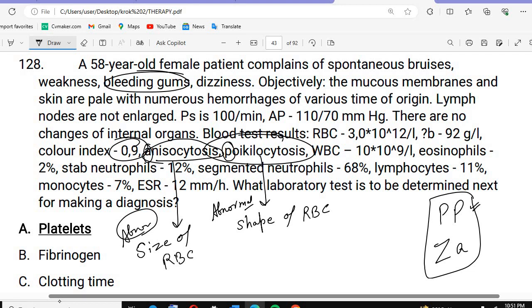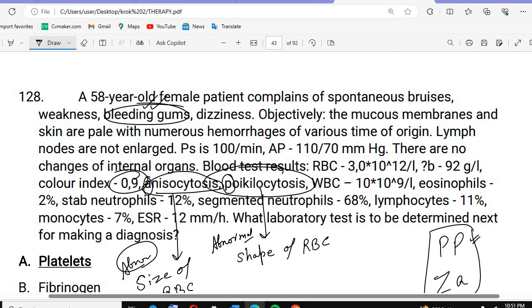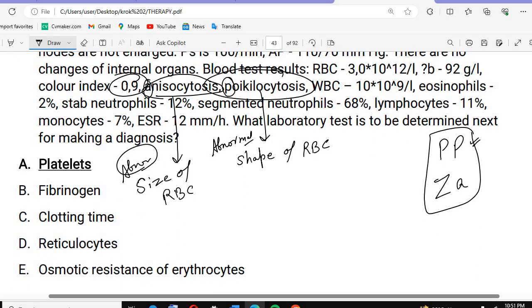Okay, so what laboratory test is to be determined next for making the diagnosis? This is a case of anemia, but we first have to understand that the patient has bleeding gums also, so these patients can have thrombocytopenia also. In ITP, idiopathic thrombocytopenic purpura, if platelets are not present there will be no clotting formation. So we first check whether the platelets are decreased, as thrombocytopenia is possible. That's why we do the platelet test.